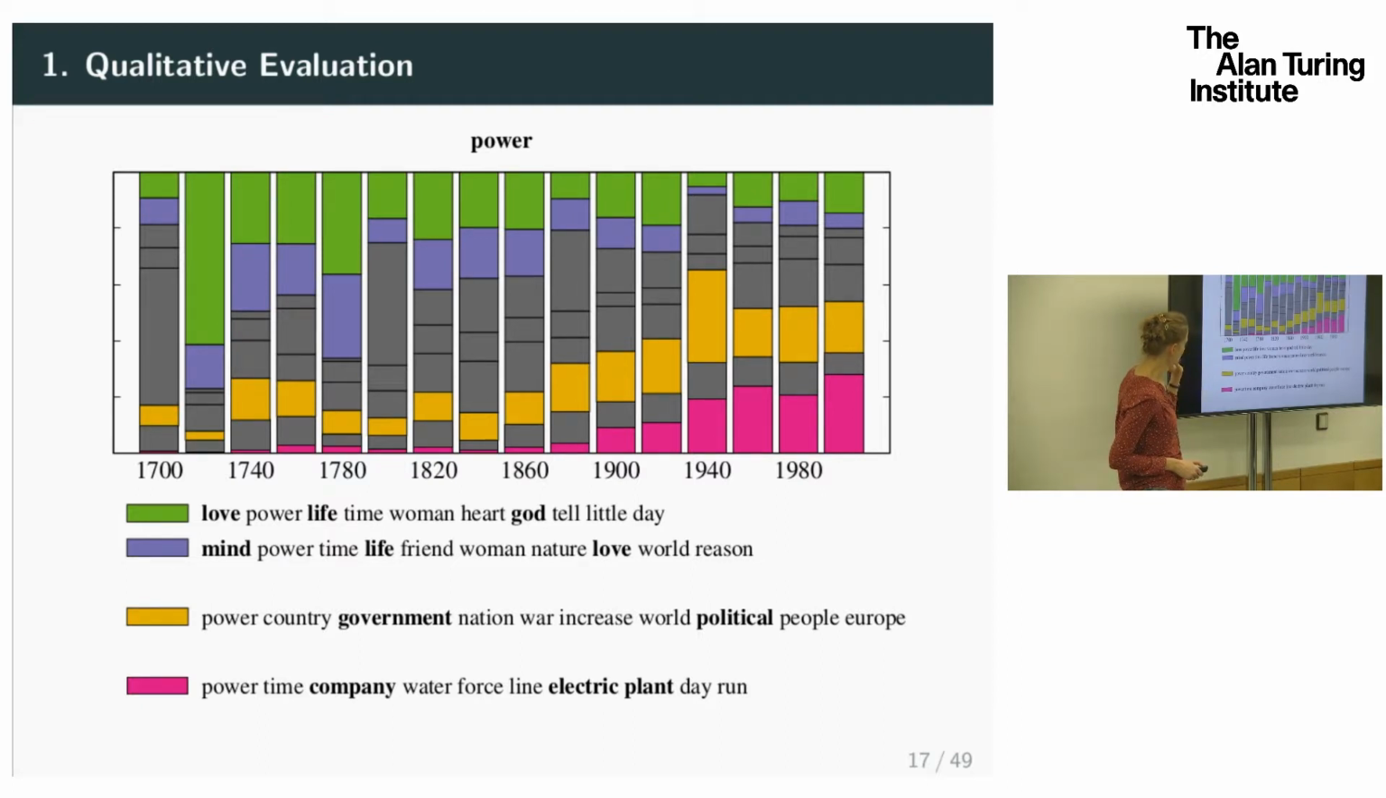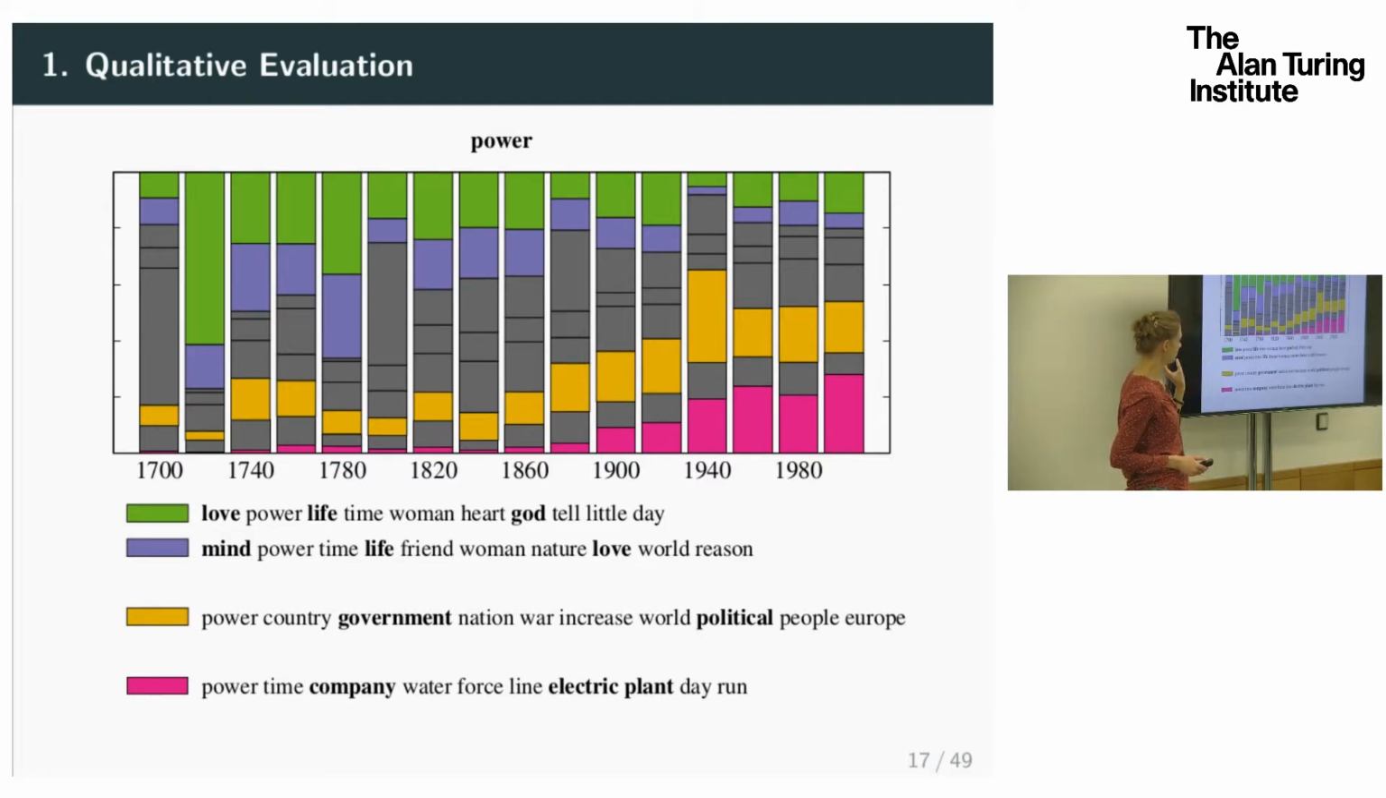Here's another example, same representation, but this time for the target word power. We learn a kind of mental, spiritual power sense, represented by the green and violet parts. We learn a political power sense with important connotations like government, political, nation, war. The spiritual power sense decreases over time slightly. The political power sense stays fairly constant, maybe becomes a little bit more important. The third sense refers to an electrical sense, with words like company and electric plant. This significantly increases in importance towards nowadays, which again confirms our intuitions.